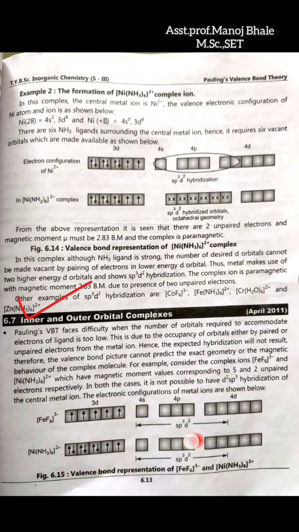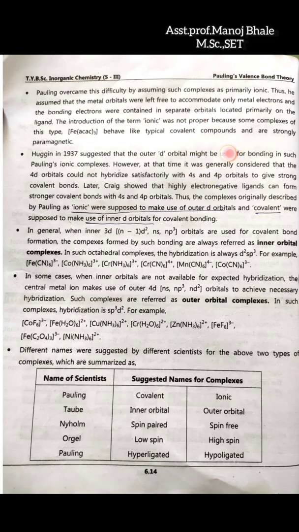So in both of these box diagrams, both of these examples are outer orbital complexes. Why? Because we are using the outer d orbital. We are using the 4d orbitals here for the hybridization. That is why this is an outer orbital complex formation, sp3d2. So the d2 is the outer orbital we are using there. This is about the outer orbital complex.